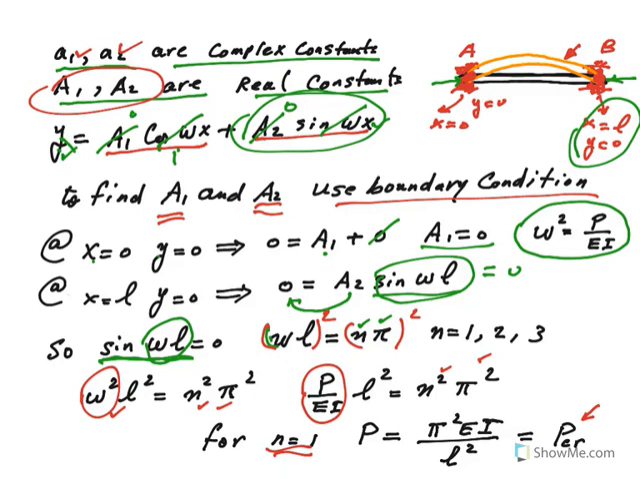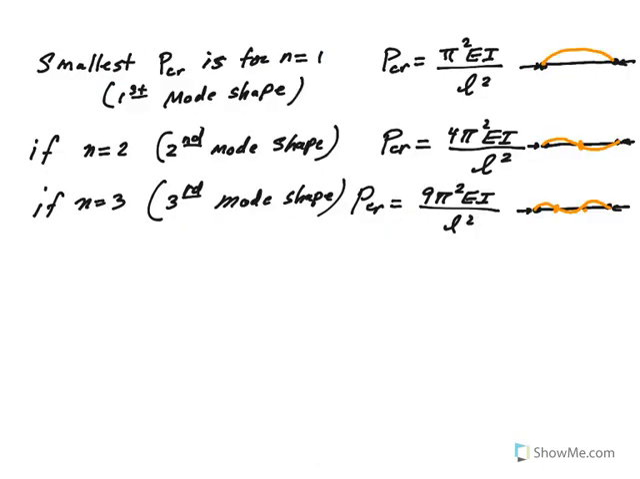Just a reminder that P critical, if you don't set n equal to 1, is pi squared EI n squared divided by L squared. So I set n equal 1 and I ended up getting this. So this is the smallest critical load that we could have. Let's wrap this up, guys, and then look for some videos with examples. Okay, so the smallest critical load for n equal 1 is this guy.